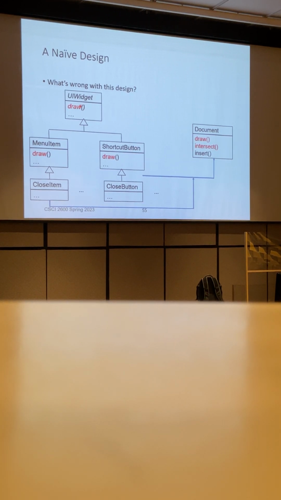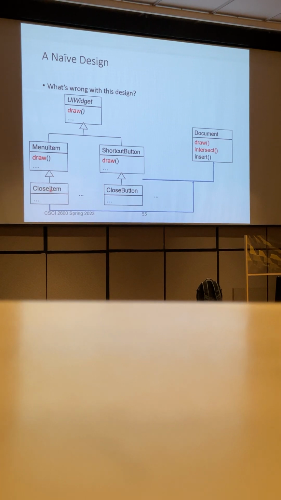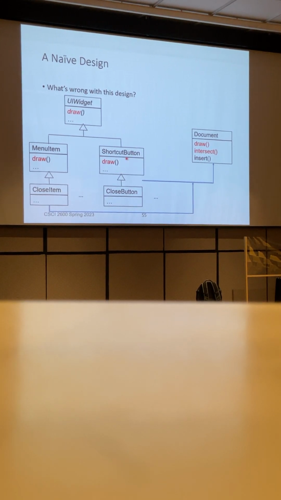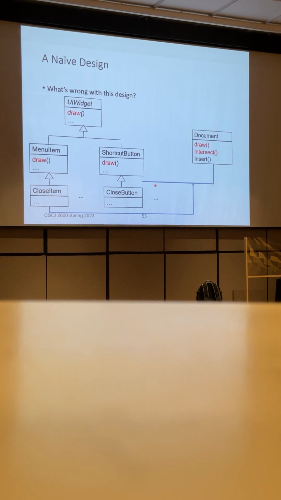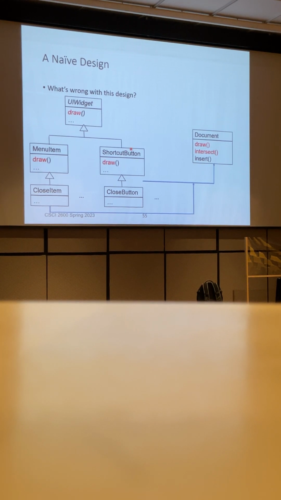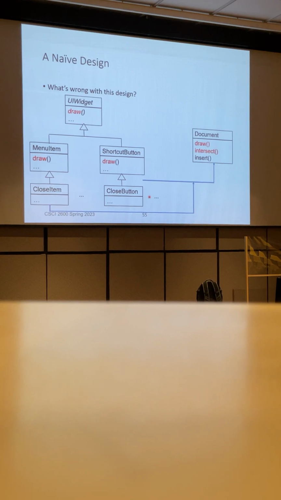All right, so our naive design might look something like that. We have a widget and we have a menu item that says close item. That corresponds to the close command through the menu, like file close. And here's a shortcut button, and it has the close button command. So if we press Alt X or Alt F4, whatever the hotkey is for the close, or if there's a context menu from which we can select this command, this is the close button implementation for that.